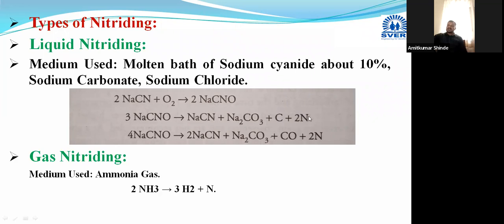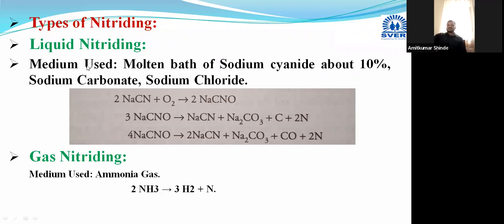Okay, and it will improve the hardness. This atomic nitrogen will directly provide the required hardness and wear resistant surface. Hence, a further heat treatment process is not required after nitriding. In carburizing, a further heat treatment process is required to convert that carbon into martensite.